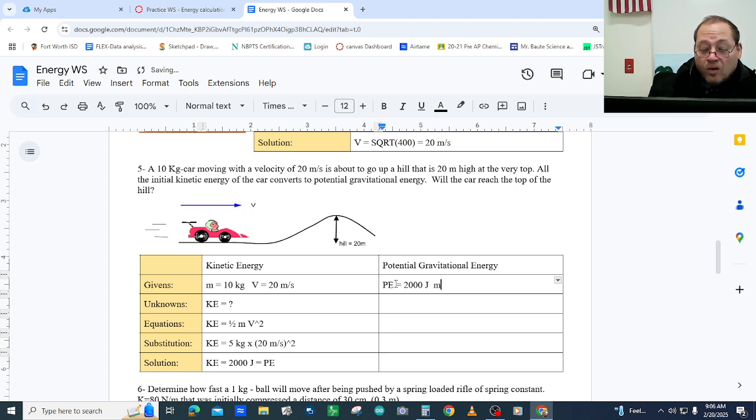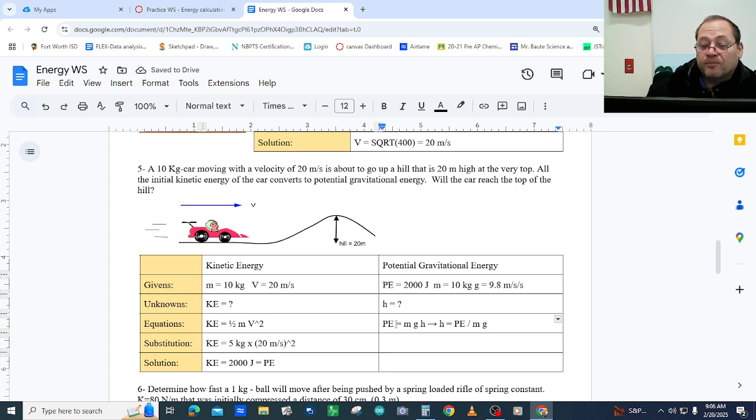We have the mass of the car from the problem, 10 kilograms. And we have g, which is 9.8 meters per second squared. We need to find the height that the car can go. We're going to use the equation for potential energy, mass times gravity times height, and solve this for the height, which is the potential energy divided by mass times gravity.